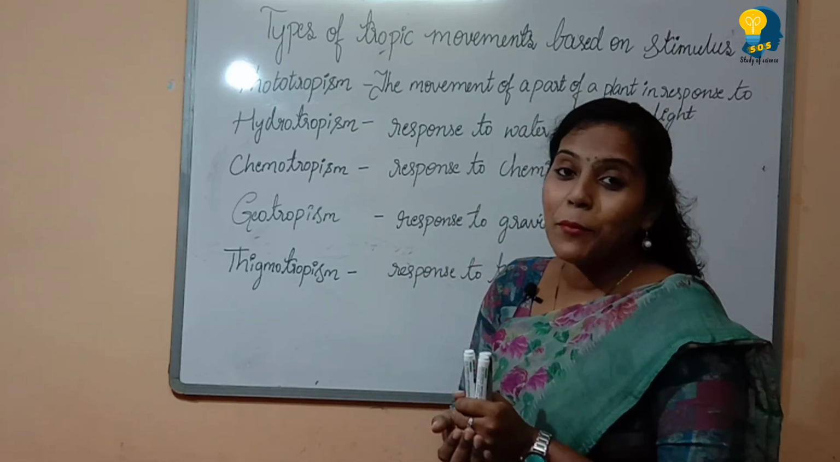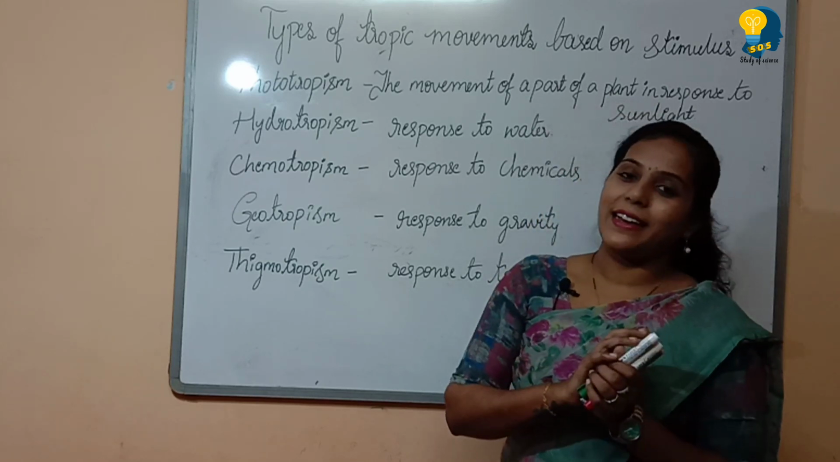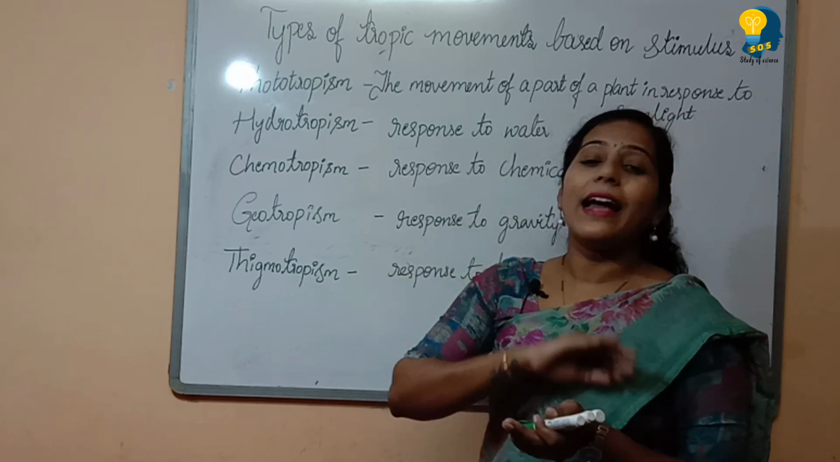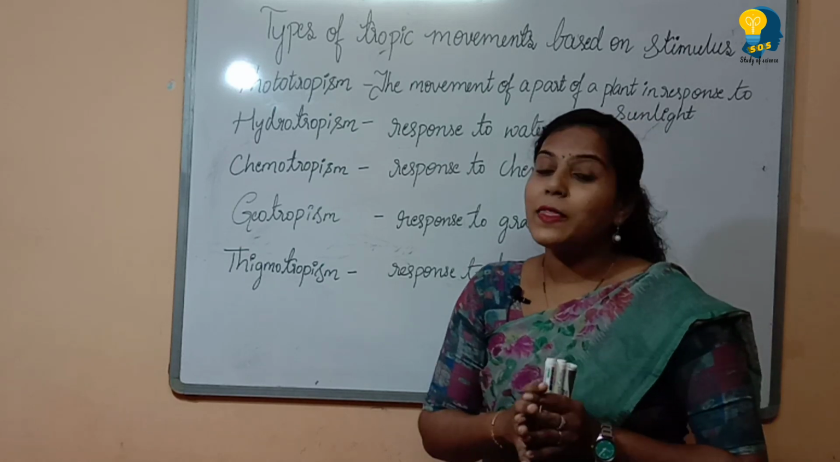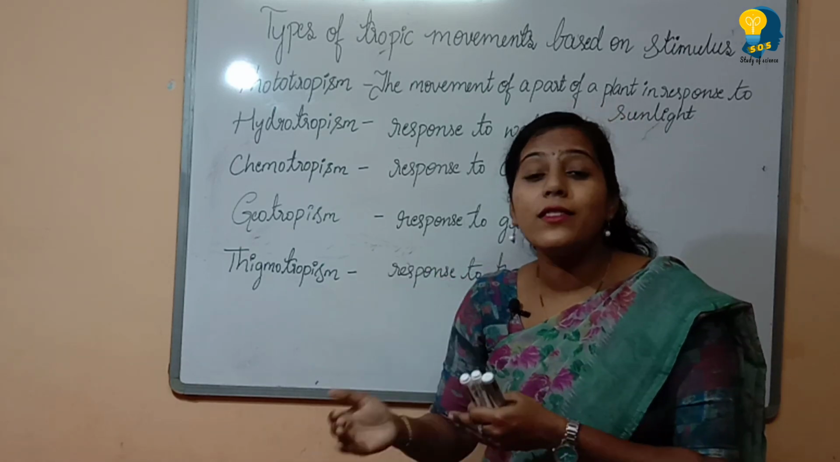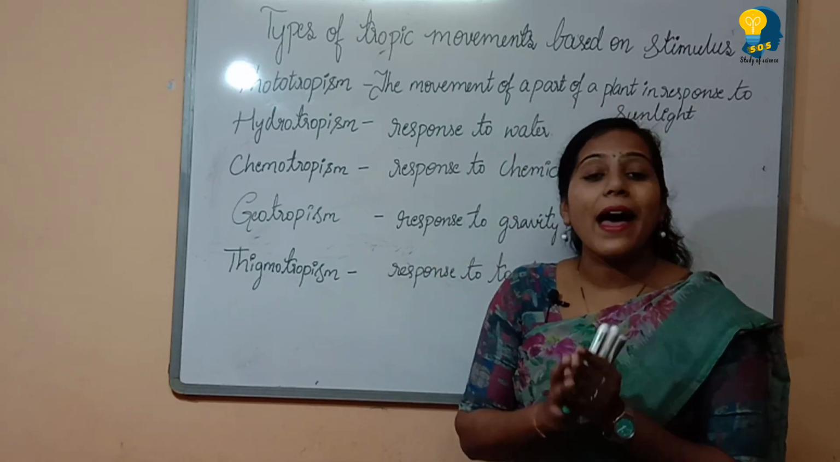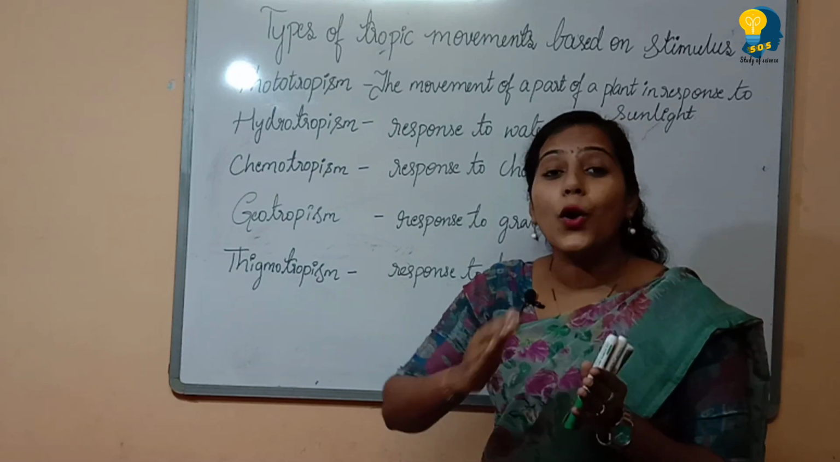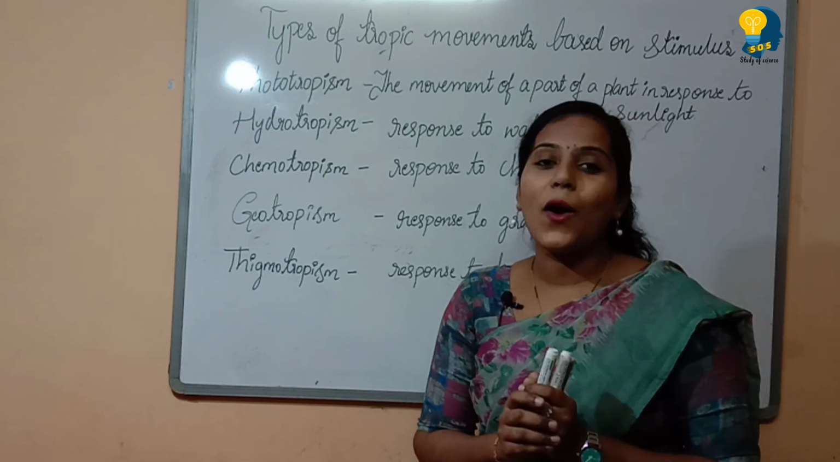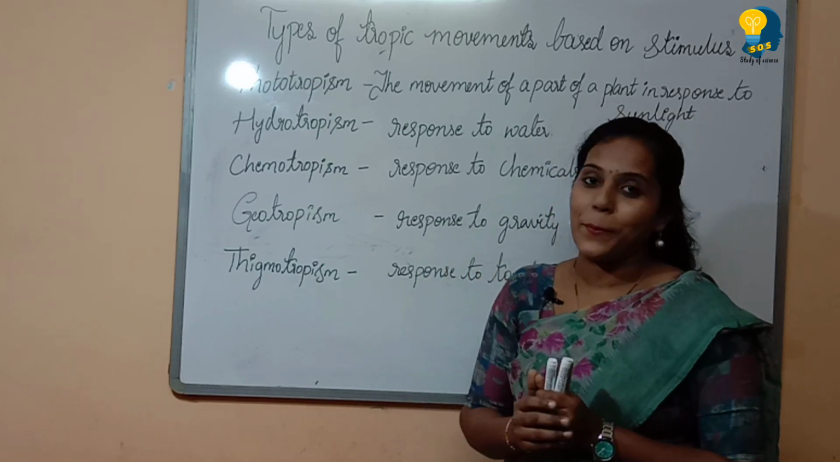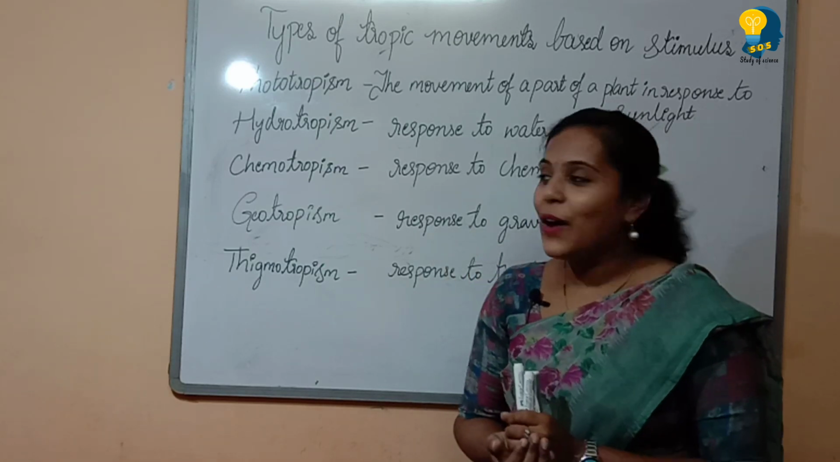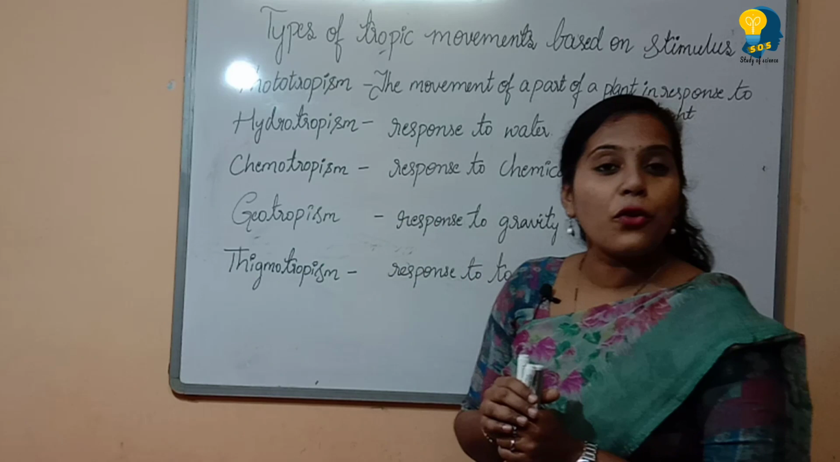So moving to the next one, chemotropism. What is meant by chemo? Chemo means chemical. Again, tropism means movement. The plants are showing some response, or grow, towards the chemicals. We call it chemotropism. Clear?